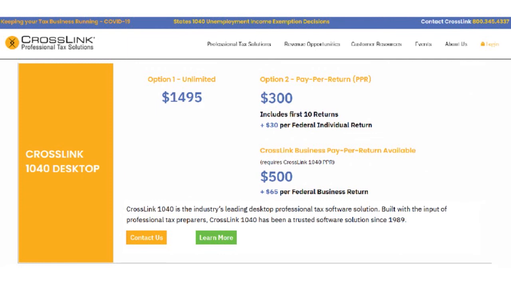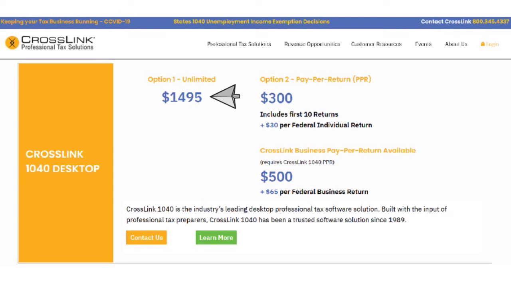Let's talk about pricing. You can see on the screen here, when it comes to CrossLink, you have two options. You have the unlimited option, and then you have the paper return option. As I have said from the beginning of this show, it's very important to understand that CrossLink 1040 is really for high volume tax preparers, okay? But you can choose option one, the unlimited, if the $14.95 is a great price point for you, because you've got to think about break-even analysis, right?